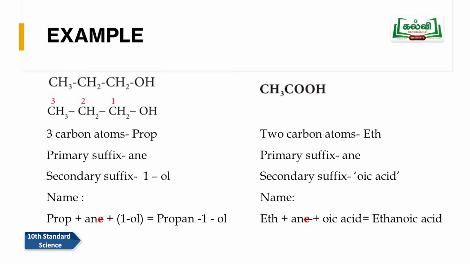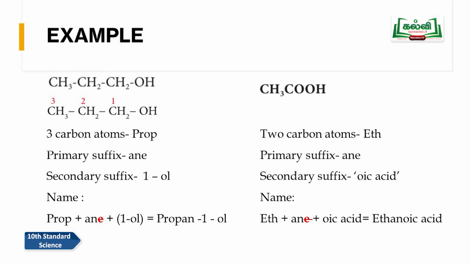Let us see another example with a functional group. You can see CH3, CH2, CH2, OH. So, here you have a functional group which is OH. Now, how will you number this carbon? Left to right or right to left? It should be from right to left, because the first carbon atom is carrying the functional group. Totally there are 3 carbon atoms and the first carbon atom carries the functional group OH. 3 carbon atoms, therefore the root word is prop. What about the carbon-carbon bonds? All are single bonds. Therefore, the primary suffix is ane.